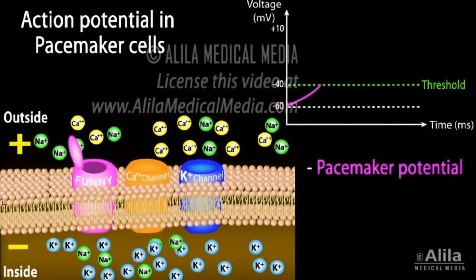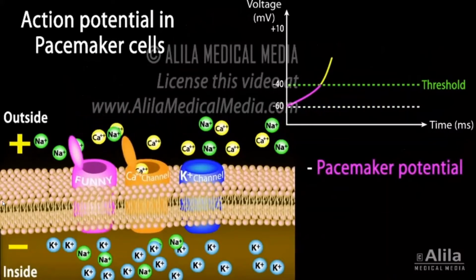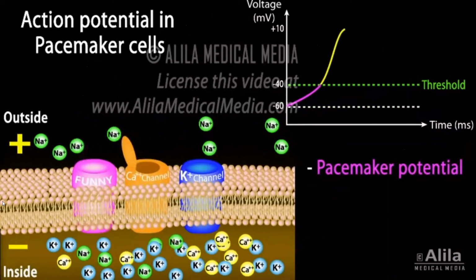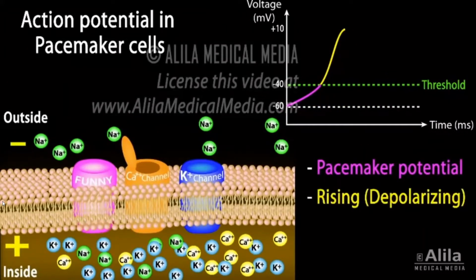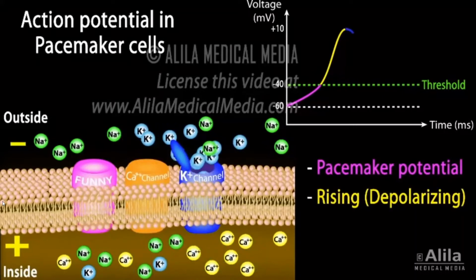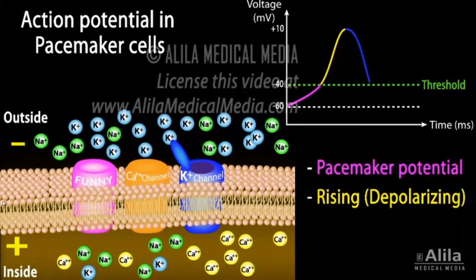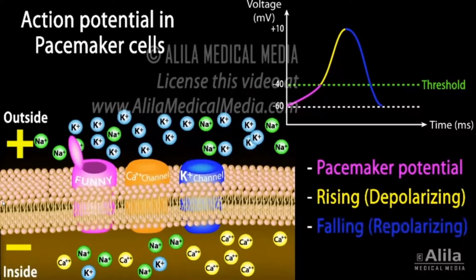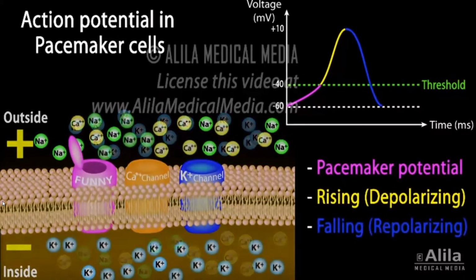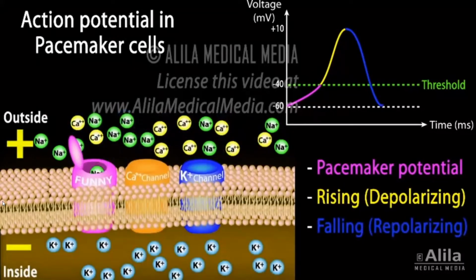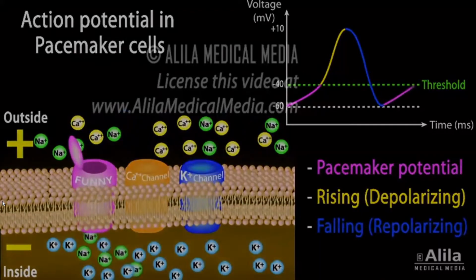At threshold, calcium channels open. Calcium ions flow into the cell, further depolarizing the membrane. This results in the rising phase of the action potential. At the peak of depolarization, potassium channels open, calcium channels inactivate, potassium ions leave the cell, and the voltage returns to -60 millivolts. This corresponds to the falling phase of the action potential. The original ionic gradients are restored thanks to several ionic pumps, and the cycle starts over.